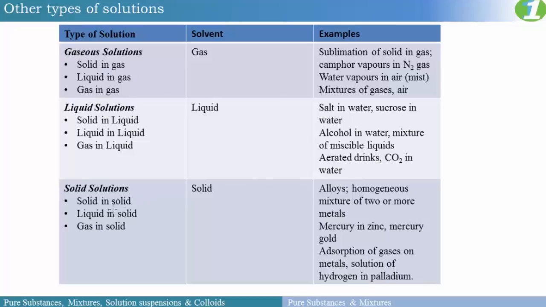Solid solutions will include a solid, that would be the solute, and another solid, that would be the solvent. A liquid can be the solute and the solid the solvent, or a gas the solute and the solid the solvent. And examples will include alloys. We say that alloys are mixtures of two or more metals. Mercury in zinc or mercury in gold. Or adsorption of gases on metals, such as solutions of hydrogen in palladium.